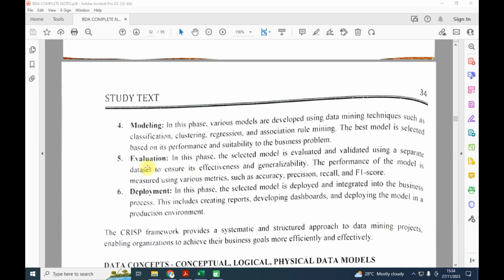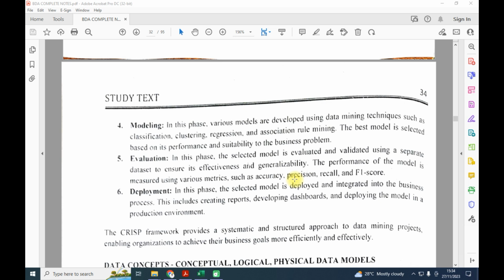Then the other phase, after this, is where we look at the performance of the model. The performance of the model is measured using various metrics such as accuracy. Is it accurate? Garbage in, garbage out, accuracy. Then precision. Is it giving us exactly what we need? Precision is exact.